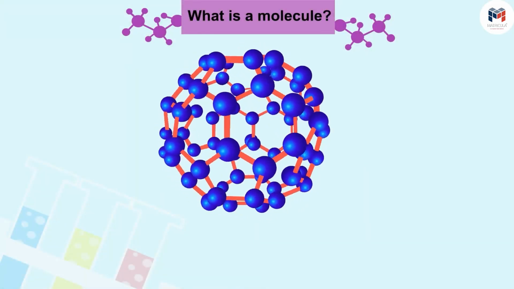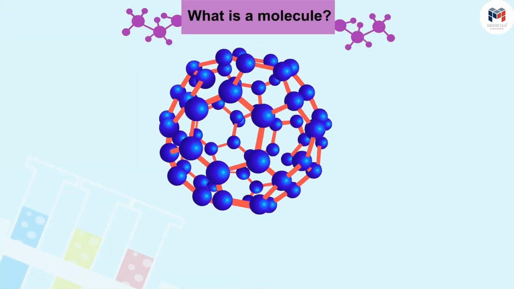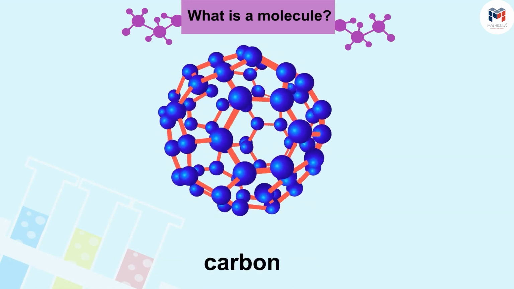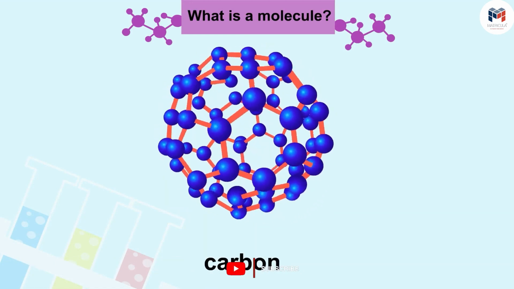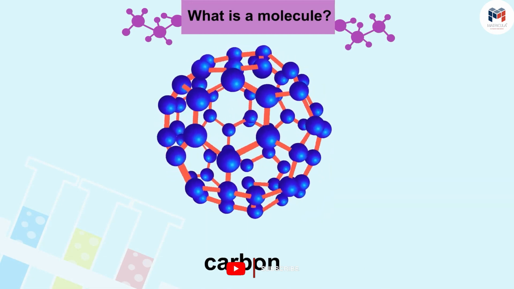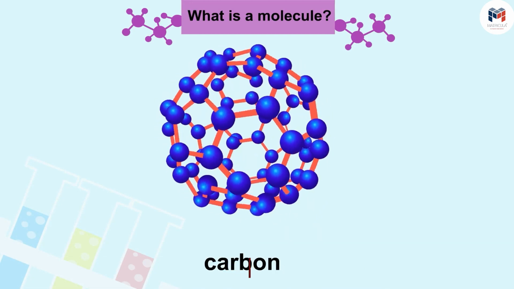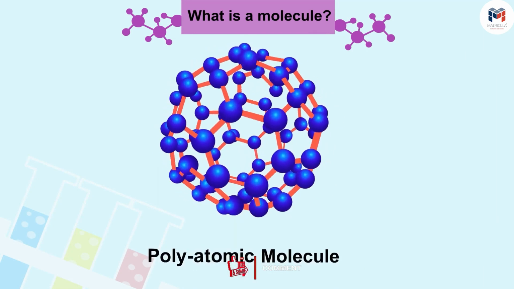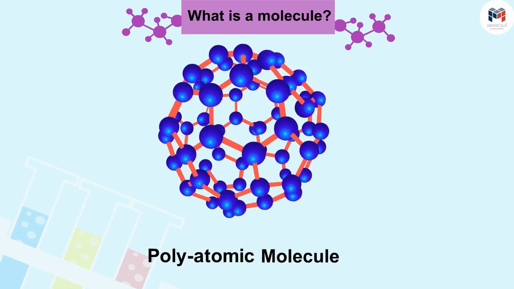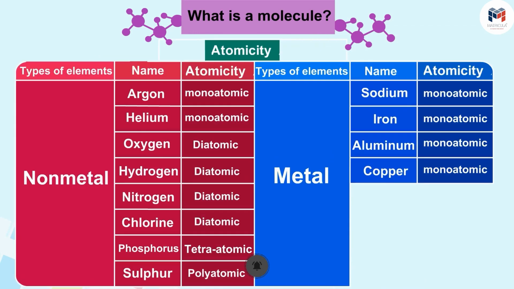Molecules of metals and some other elements such as carbon do not have a simple structure. They consist of a very large and indefinite number of atoms bonded together. Hence, they are called polyatomic molecules. Here you can see the atomicity of some elements.